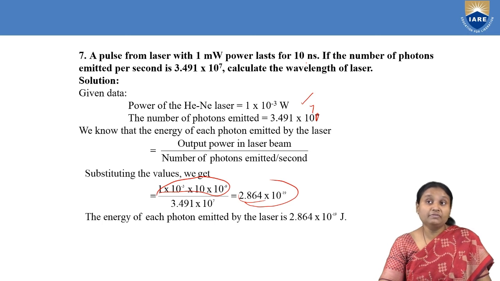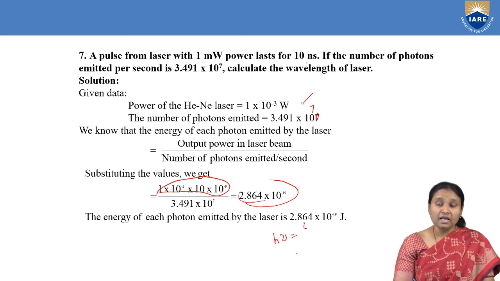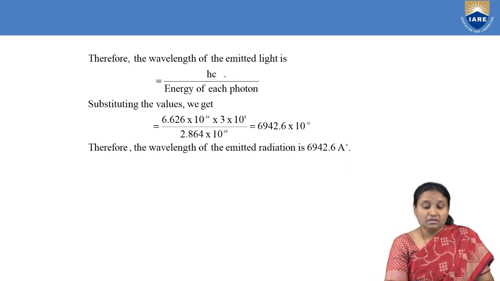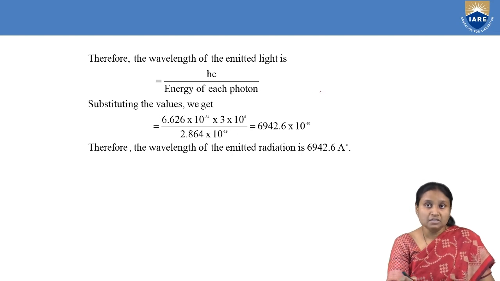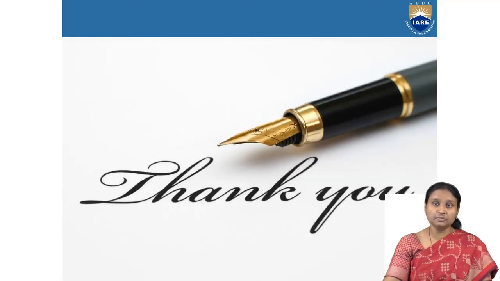And then, what are we supposed to find? We are supposed to find the wavelength of laser, but we got only the energy of photon. But energy of photon is h nu. We got this value, so from this we can easily find the wavelength. The wavelength will be hc by energy of each photon. So here it is 6.6 into 10 power of minus 34 into 3 into 10 power of 8, divided by the energy of photon we got, 2.86 into 10 power of minus 19. So finally our wavelength comes out to be 6942 angstroms.